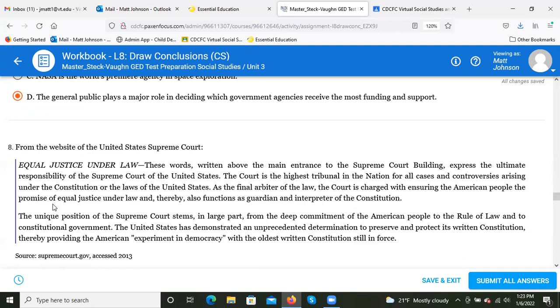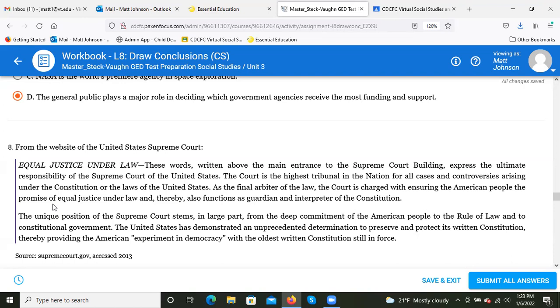Okay. Equal justice under law, from the website of the United States Supreme Court. These words, written above the main entrance to the Supreme Court building, express the ultimate responsibility of the Supreme Court of the United States. The court is the highest tribunal in the nation for all cases and controversies arising under the Constitution or the laws of the United States. As the final arbiter of the law, the court is charged with ensuring the American people the promise of equal justice under law, and thereby also functions as guardian and interpreter of the Constitution.